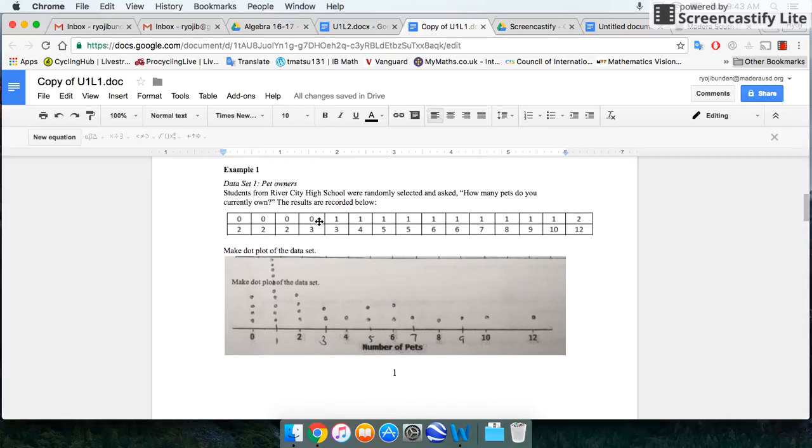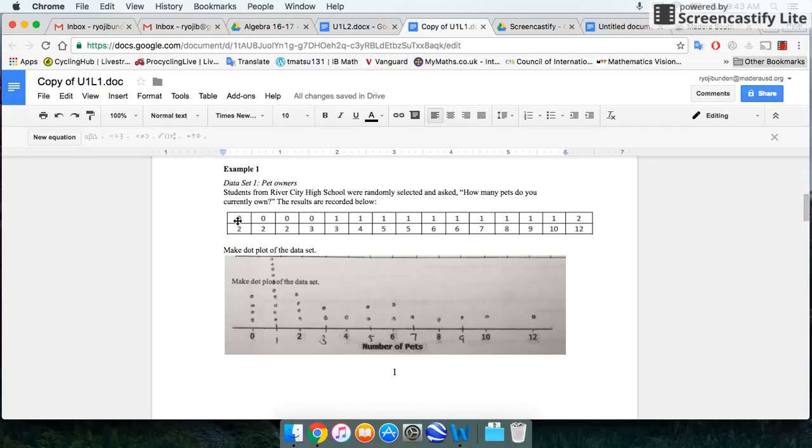So let's move on to this example. It says, students from River City High School are randomly selected and asked, how many pets do you currently own? The results are recorded below. First task is to make a dot plot of the data set. So again, a dot plot just represents how often that number occurs.